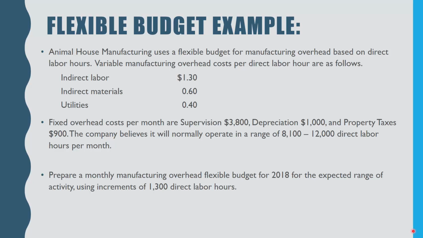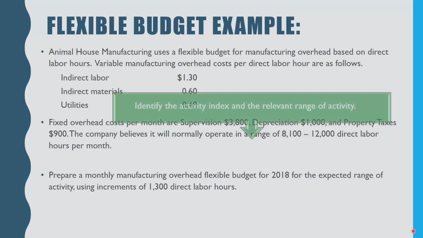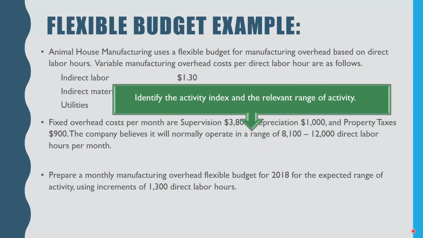So let's go through our steps. Our first step was to identify the activity index. And so it tells us that their budget is based on direct labor hours and that they normally operate in the range of 8,100 to 12,000 direct labor hours per month. So our relevant range is going to be 8,100 to 12,000 direct labor hours.